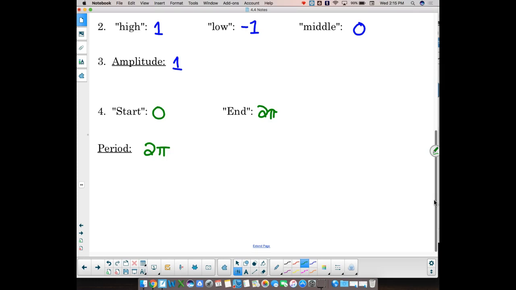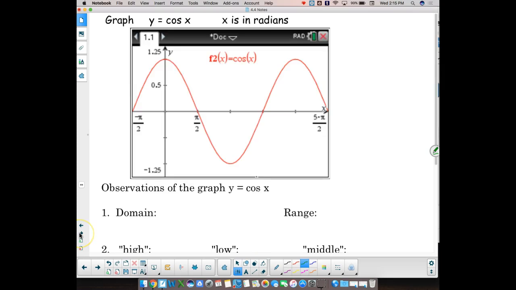Okay? What I would like you to do now is explore answering those exact same questions, but now with cosine. Domain, range, high, low, middle, amplitude, start, end, period. Okay? Answer all of those exact same questions, this time with cosine.